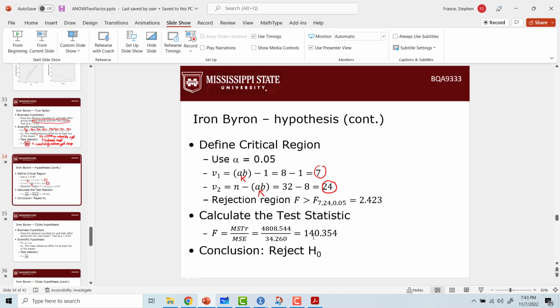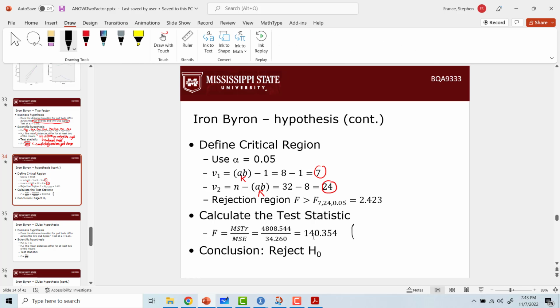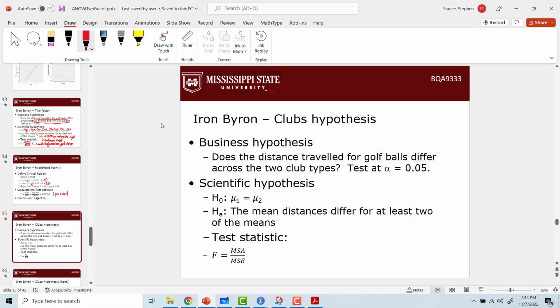We'd also say that P is less than 0.001. I think this is actually probably the best way of doing it if we're going to keep jumping backwards and forward with SPSS. So anyway, we now have the club's hypothesis, which is factor A.